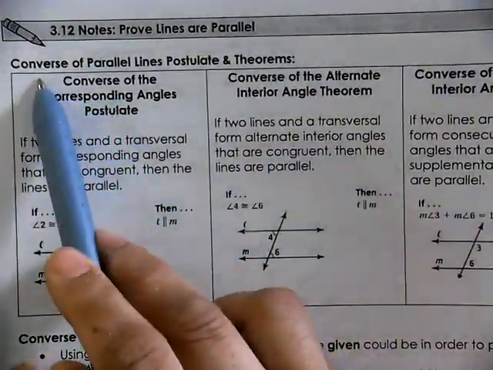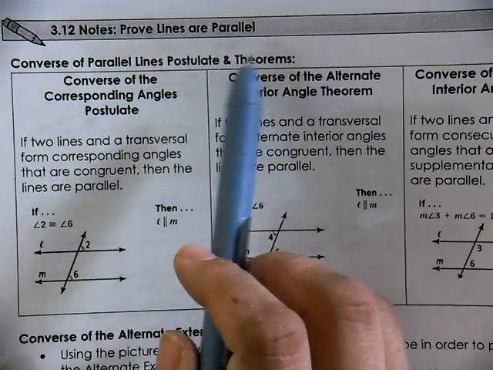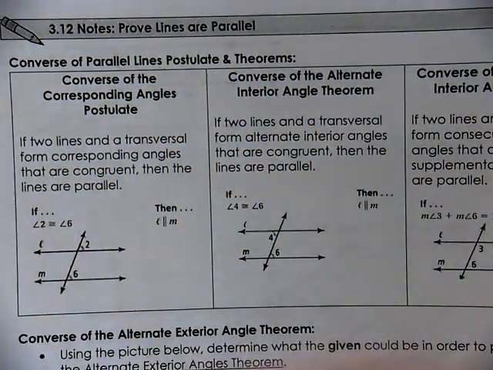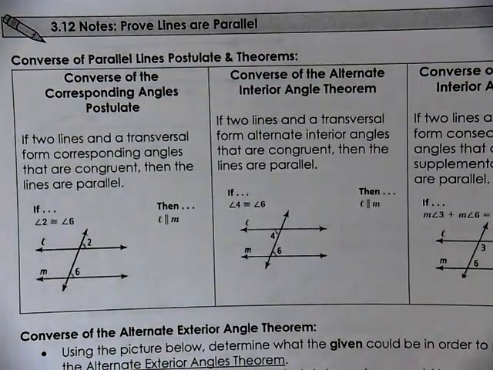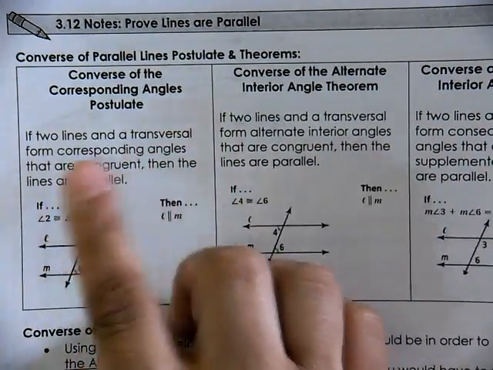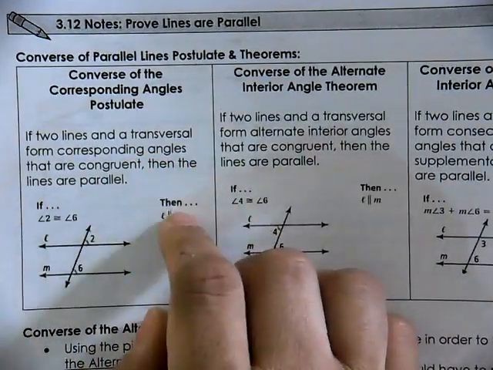It says, this is the converse of the parallel lines postulates and theorems. The first one is the converse of the corresponding angles postulate, and it says, if 2 lines and a transversal form corresponding angles that are congruent, then the lines will be parallel.